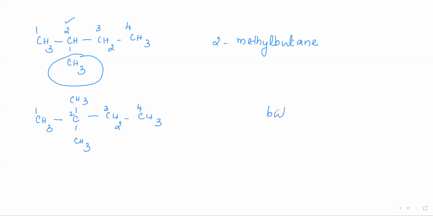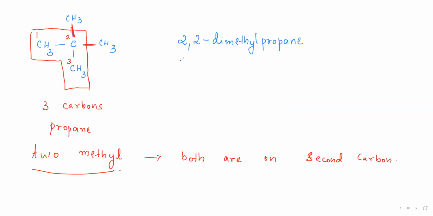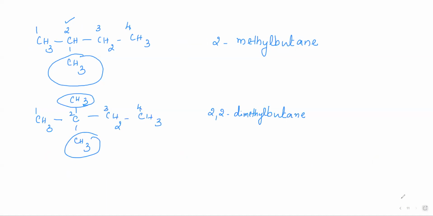So once again, the parent is butane. You have a CH3 on the second position, another CH3 on the second position itself. So 2, comma 2 hyphen dimethyl. 2, comma 2 dimethyl butane. Like here, 2, comma 2 dimethyl propane. Suppose the structure was written like this.